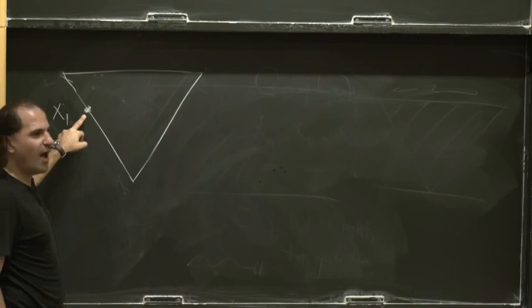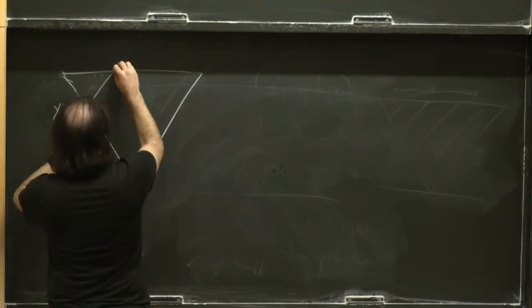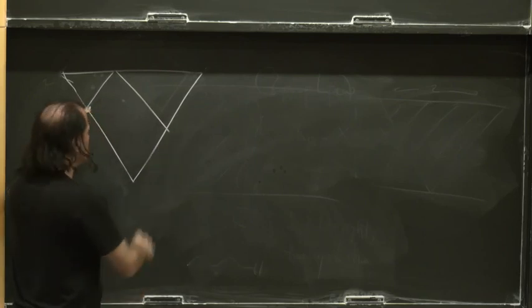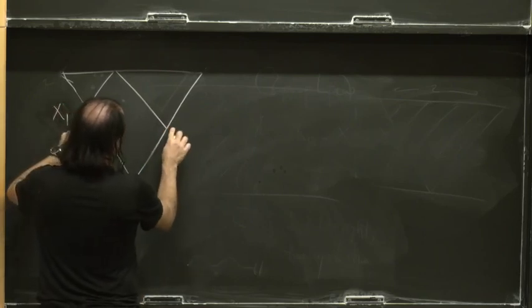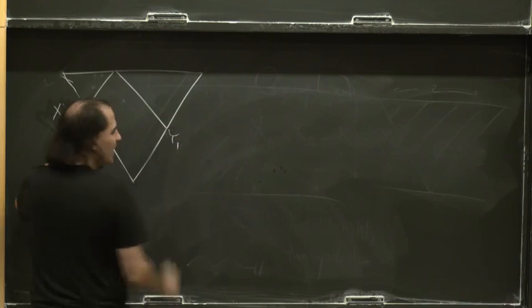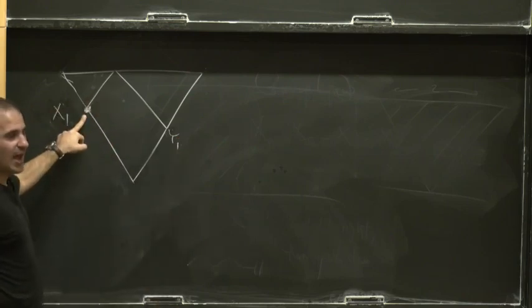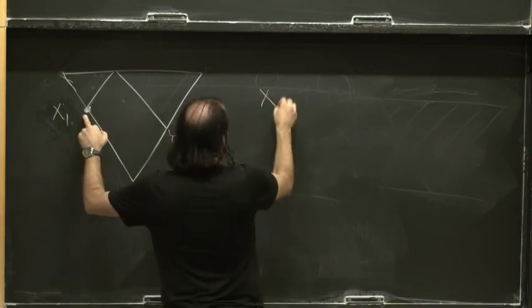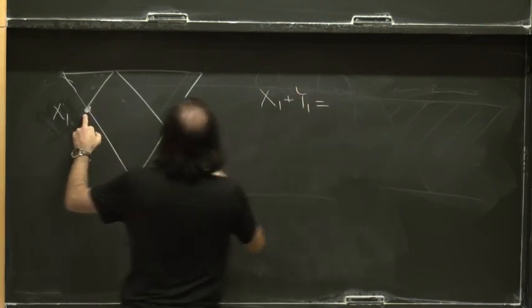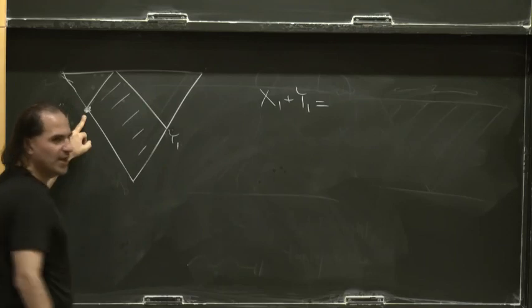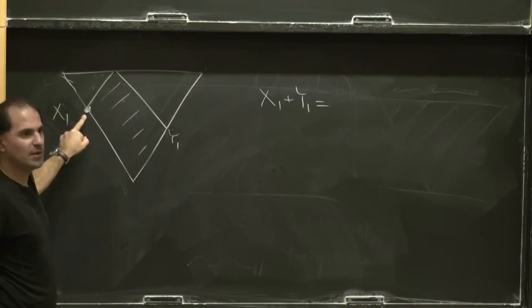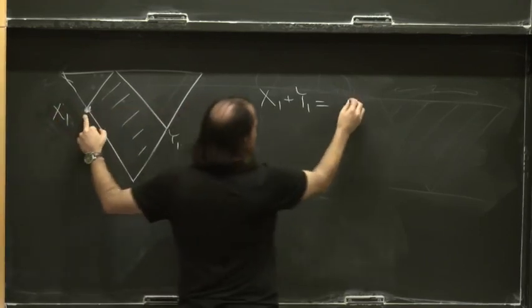Well, let's draw the obvious light cones in this picture. Here's x1. Here's some friend on the other side. Let's call it y1. And let's write down what the Gauss law condition is. The Gauss law condition says that x1 plus y1 is equal to the integral of the current in there. Let me just call that C.